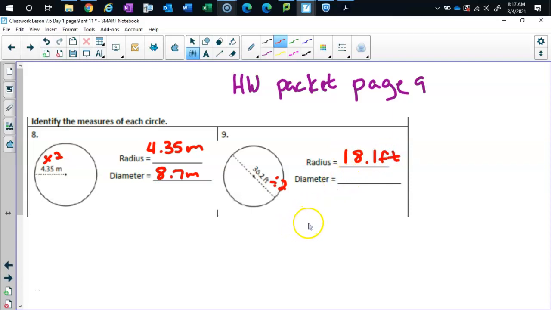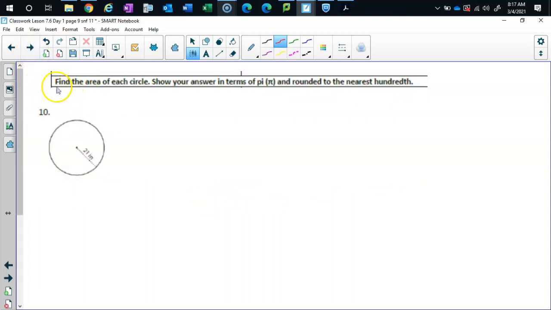What's the diameter? Go. Well, if you got this one wrong, you weren't listening. The diameter is 36.2 feet because they gave you the diameter. All right, now I need to pay attention. I need to read this to you. We are going to do 2 things. I'm changing the directions. I want you to find the area of this circle, and you need to show your answer in terms of pi and rounded to the nearest hundredth. The hundredth is 2 decimals, just like money.